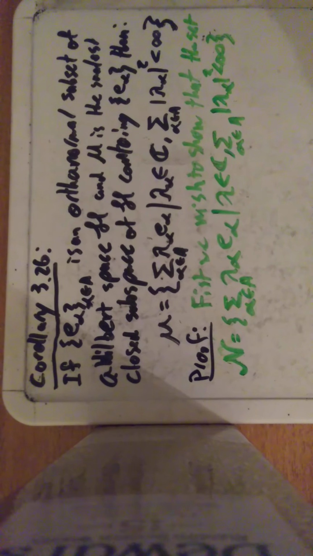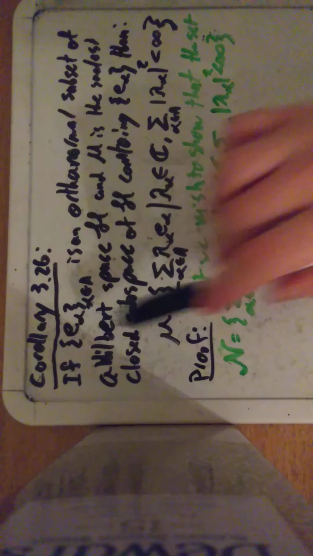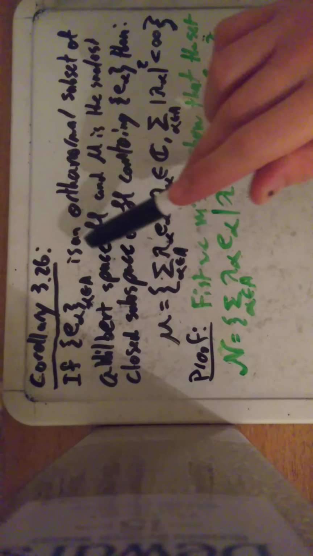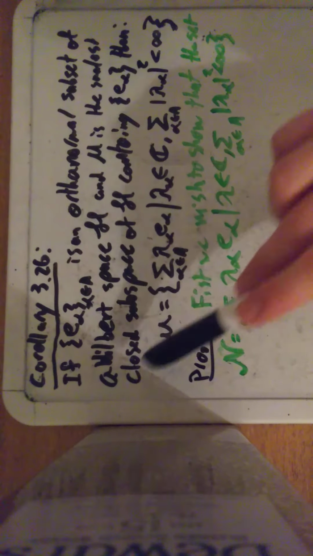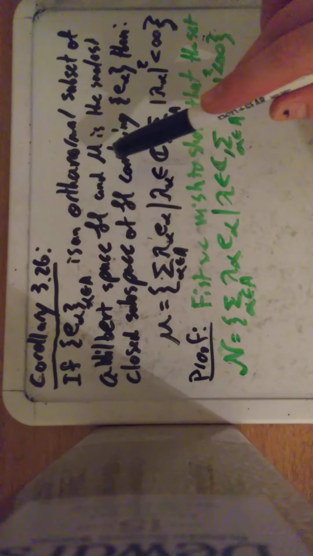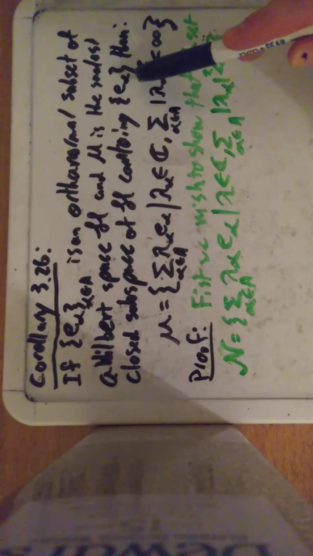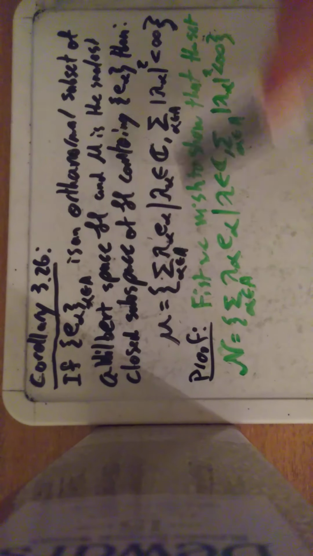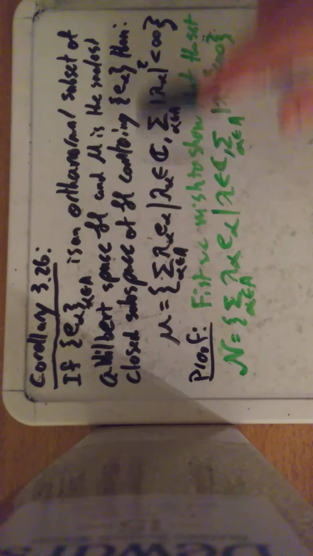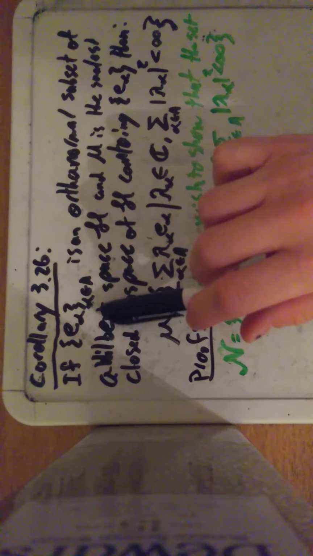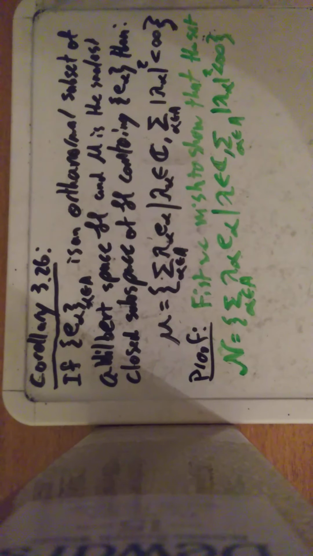Let's jump right in. If we have a set E sub alpha with alpha in A be an orthonormal subset of a Hilbert space H, and M is the smallest closed subspace of H containing E sub alpha, then M is of this form here. Now you'll note here I leave off the subscript, alpha is in A. For the remainder of the video we're going to be leaving off that subscript where confusion doesn't arise, just for simplicity of notation.